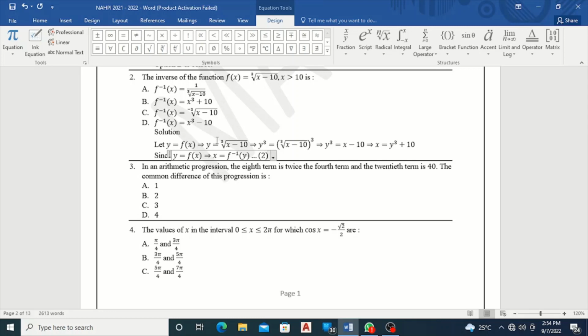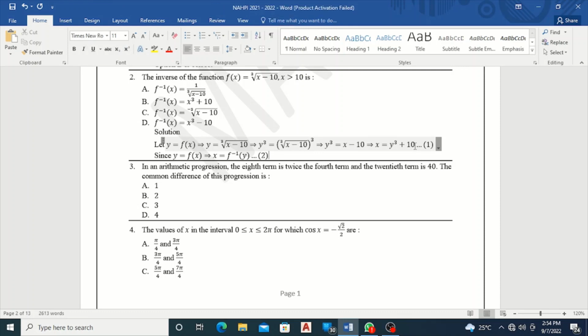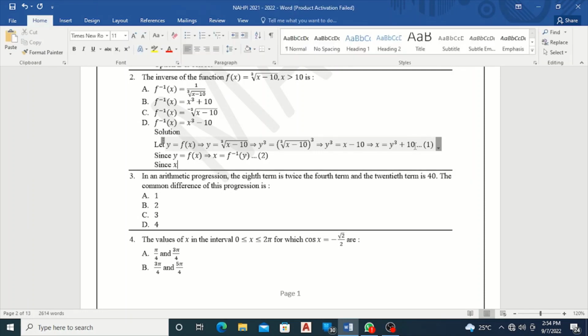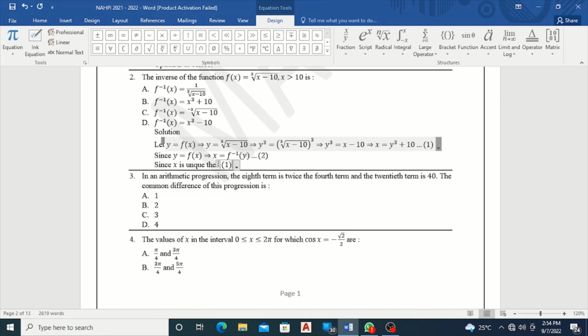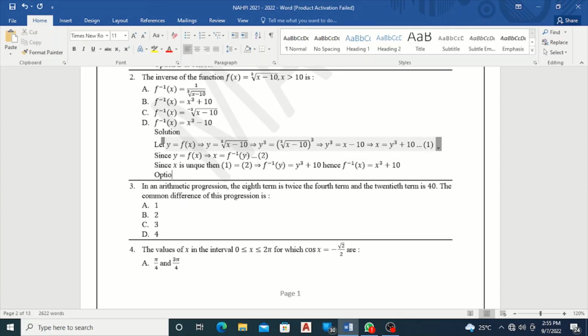So maybe I can call this equation 2. I can call this equation 1. Alright, so since x is unique, then our equation 1 is equal to equation 2 because it's the same x. So if equation 1 is equal to equation 2, it means that f inverse of y is equal to y cube plus 10. Hence, since x and y are variables, we can get f inverse of x, just going to give us x cube plus 10. Alright, so which option is correct? Option B. Option B is correct.